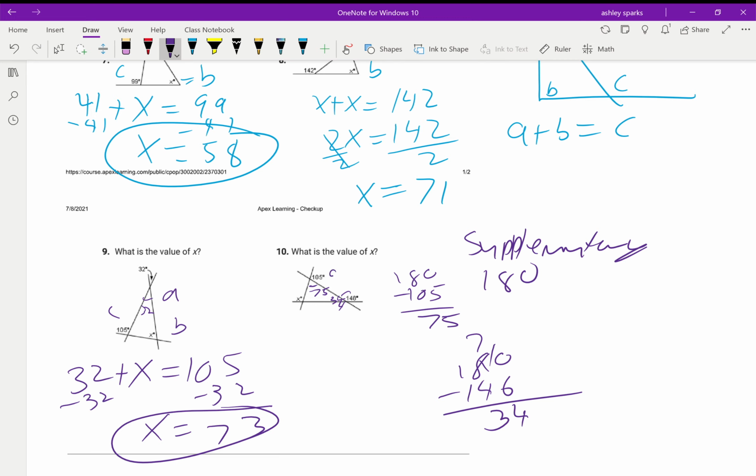So now my insides are A, B, my outside C. So I could set up X will equal 75 plus 34, means X will equal 109. So it's a lot of moving pieces here, but it's all stuff that we're building upon and we can work with.